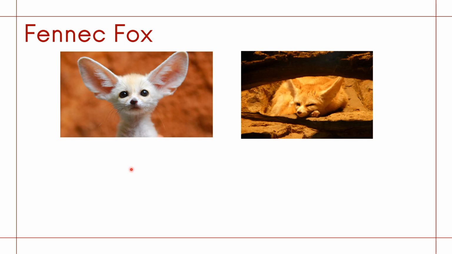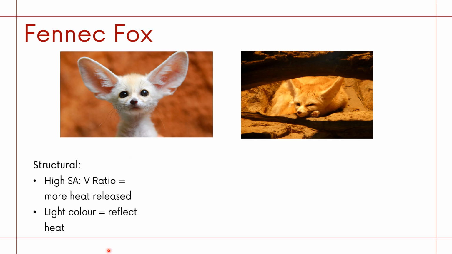So let's start with this little guy. It's the fennec fox, which is a very small organism and lives in desert environments. So just from looking at this animal, you can kind of see what might help it survive in this very hot environment. So some structural adaptations would be a high surface area to volume ratio of these ears, right? Those ears are very large and very thin, so high surface area compared to the volume. This allows the heat from this animal to be released really easy out into the environment. So the heat from here going out.